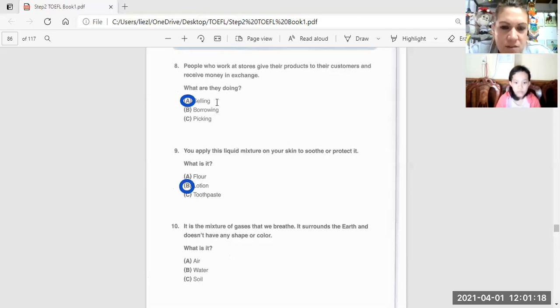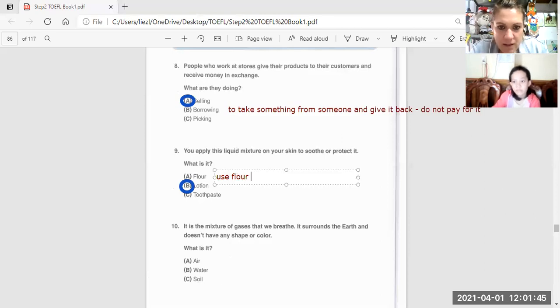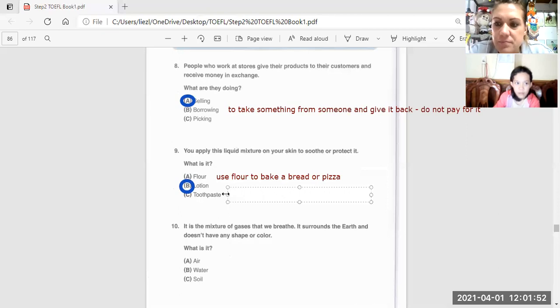Okay. So selling, borrowing: take something from someone and give it back. So you do not pay for it. Flour, we use flour to bake bread or pizza. What do we do with toothpaste? Used to brush our teeth. Yes, good. Brush our teeth.